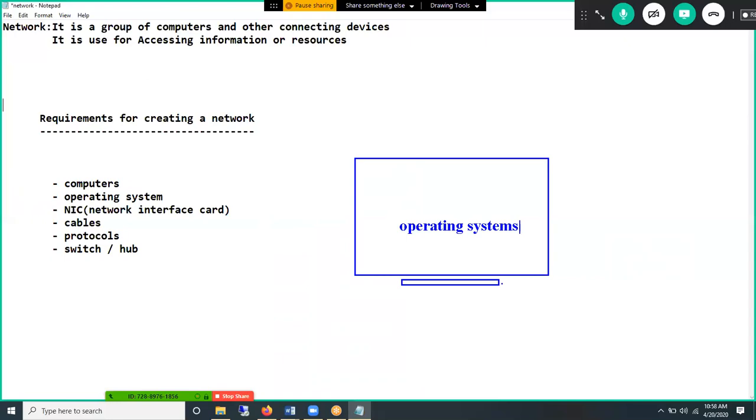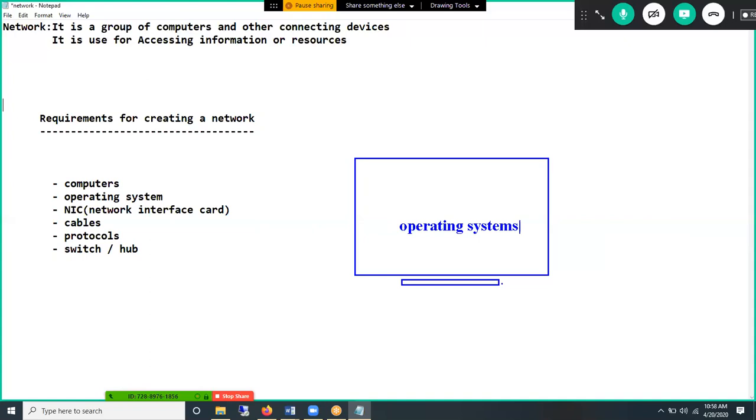Without an operating system, you can do only one task. When you power on, you can press F2 to go to BIOS or setup mode. You can see the computer configuration, like how much RAM you have, how much hard disk you have, the name of your processor, and the motherboard name. You can see only the BIOS setup.